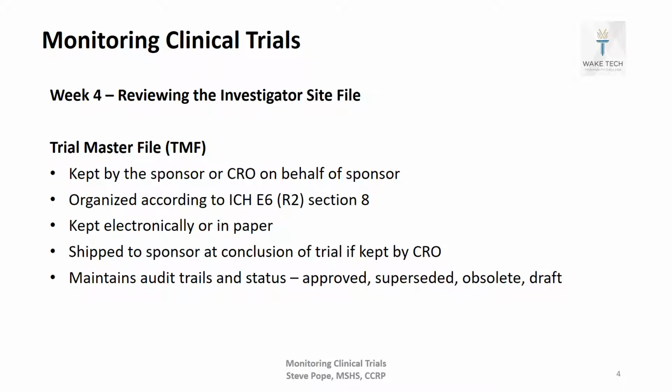The next item that we want to define is going to be the trial master file. So our trial master file is kept by the sponsor or the CRO on behalf of the sponsor, if the sponsor is working with a CRO. And these are going to be basically the same documents that are in the investigator site file. They're going to be organized according to ICH E6 R2 Section 8. So all of those documents that you see, well, not all of them, because that section is going to identify which ones are kept at the site versus which ones will be at the site and in the sponsor's trial master file.